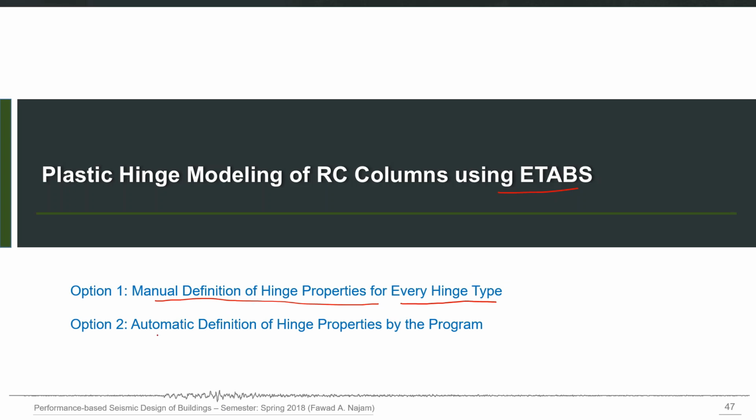The second option is the direct or automatic definition of hinge properties by the program itself. So obviously this option 2 is easy, but again we will have more control on the properties of hinge if we go for option 1. So let me first introduce the types of plastic hinges available for columns in ETABS, their basic inputs required and everything. And then I will go to ETABS and demonstrate quickly how you can actually define, and I will show you those options there.